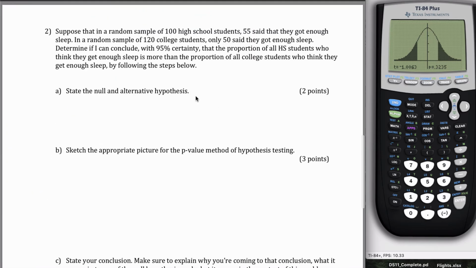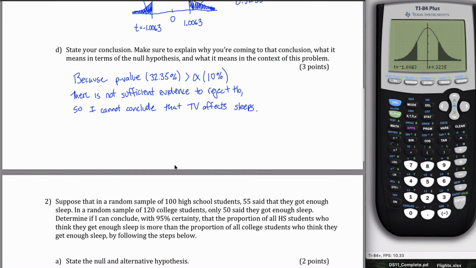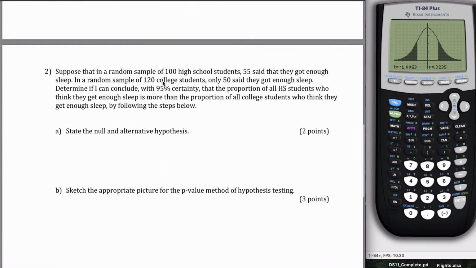The only thing that's going to change is now, instead of being given data and figuring out the averages of these independent samples, we're going to have proportions. We're going to have two different proportions. I have a random sample of 100 high school students. So maybe I'll call this my first group. N1 is 100. Or N high school maybe would be a better way to write it so it's clear what I'm talking about.